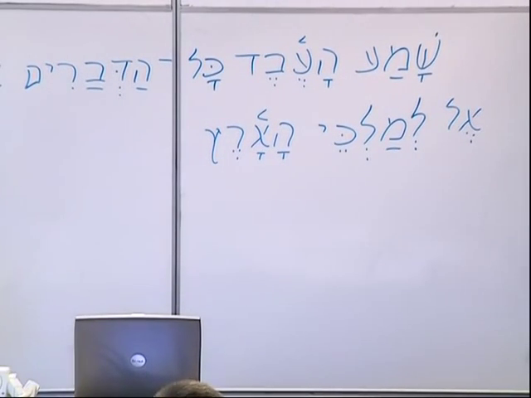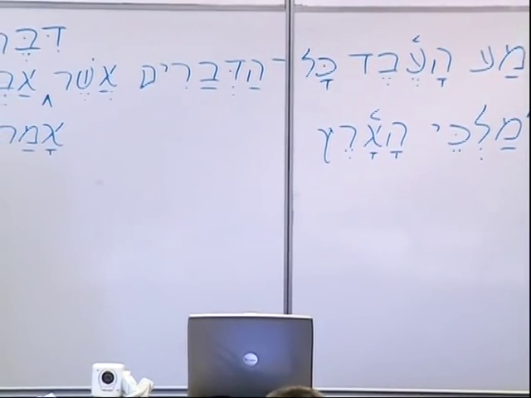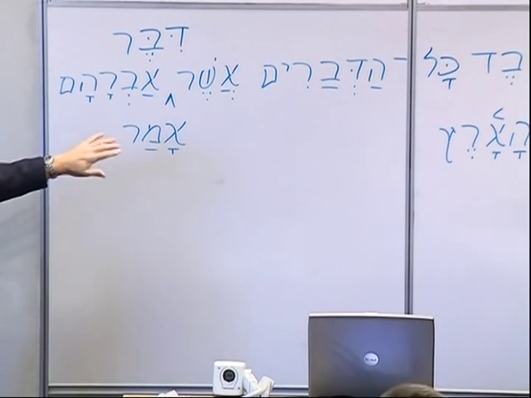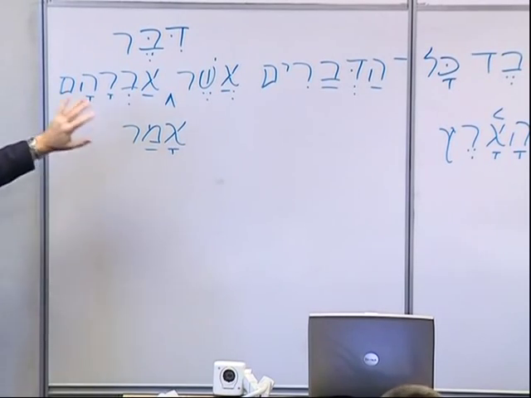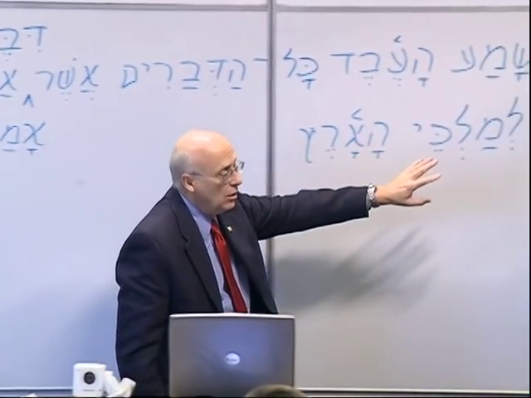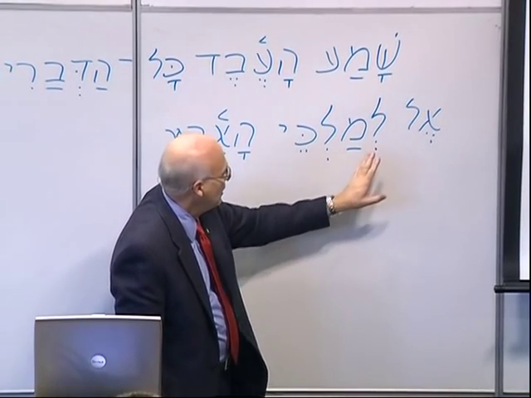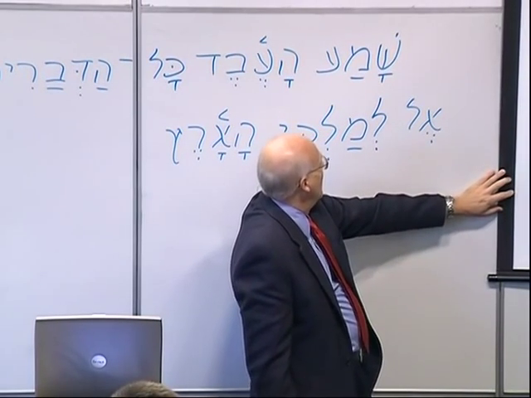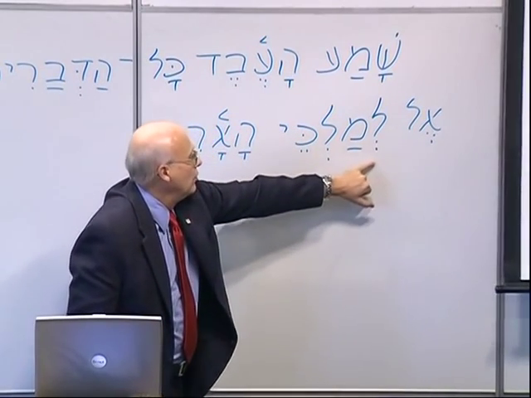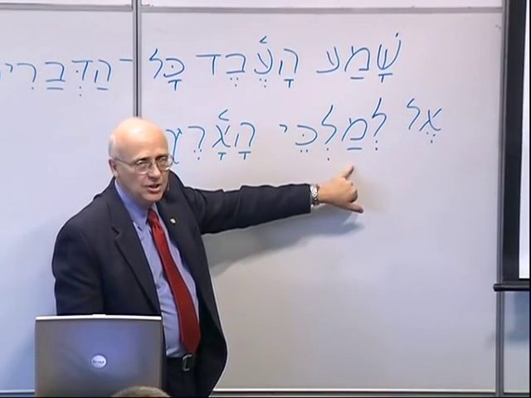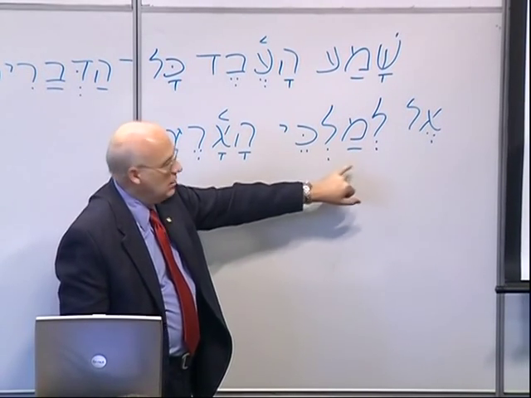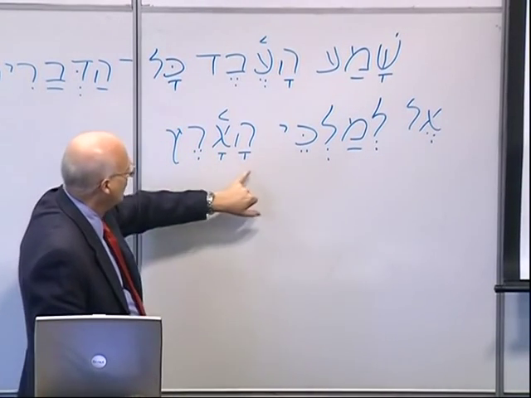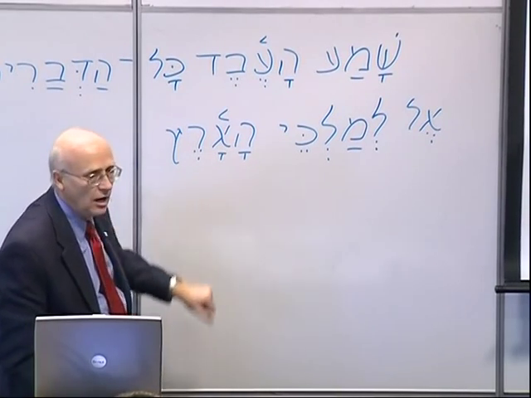So: Shama ha-eved kol ha-divarim asher diber Avraham, or asher Avraham diber, or asher amer Avraham, or asher Avraham amer, el or la, not both, one or the other. El would not be attached. Lamed is attached. The lamed would have a shva under it because the construct noun cannot have the article written on it. The article is written only on the word following, so this will not show an article here. It takes its article from this word, and then ha-aretz.